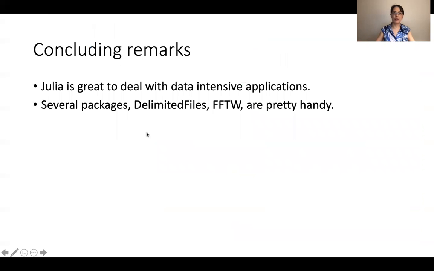It is really nice, great to deal with data intensive applications, and several packages, DelimitedFiles and FFTW, are pretty handy. So thank you.